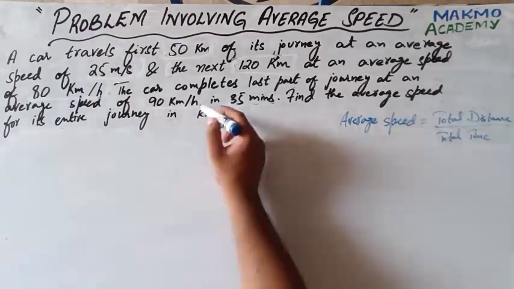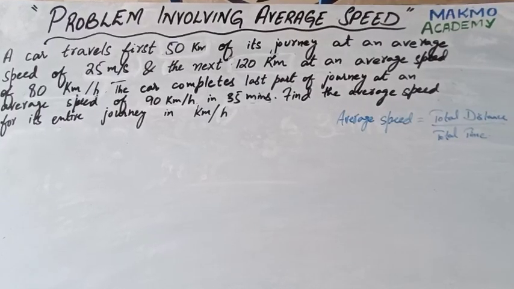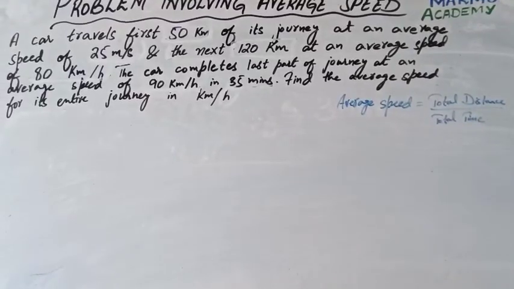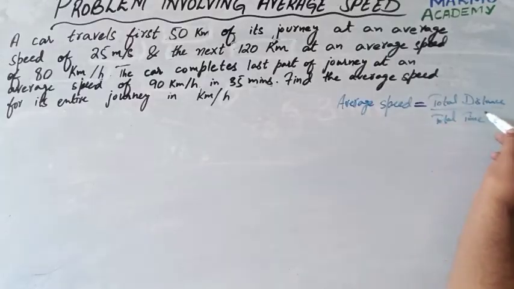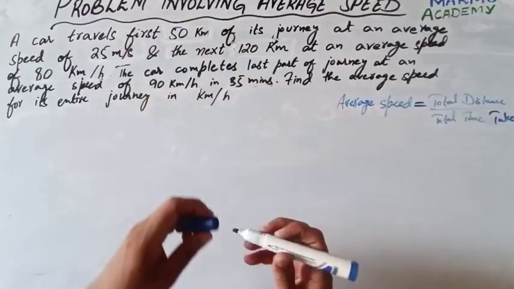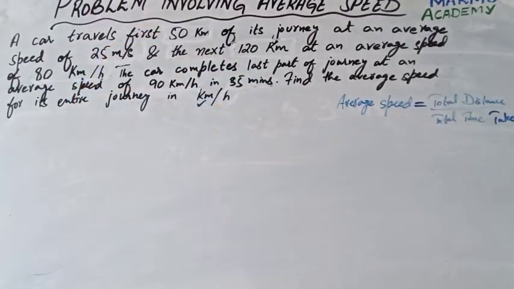Meaning, we need to find the average speed in kilometers per hour. So first of all we need to see the formula by which we can find the average speed. By using this formula, average speed is equal to total distance divided by total time taken. So how do we find the total distance? In the first part of the journey the car travels the first 50 kilometers, and the final average speed we need to give in kilometers per hour.